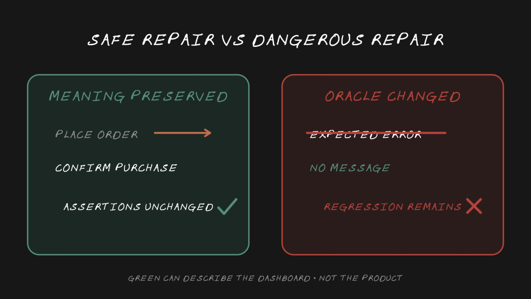Now the uncomfortable version. An invalid coupon should show an error, but the application stops showing it. The test fails. If the healer changes the expected message, removes the assertion, or adds fixme, the suite can go green while the bug sits there untouched. We did not repair the test. We trained it to stop complaining. That will look wonderfully efficient right up until a customer performs the same test in production.